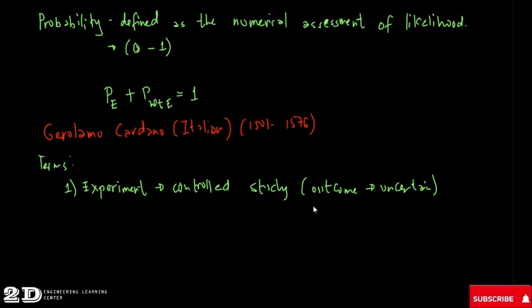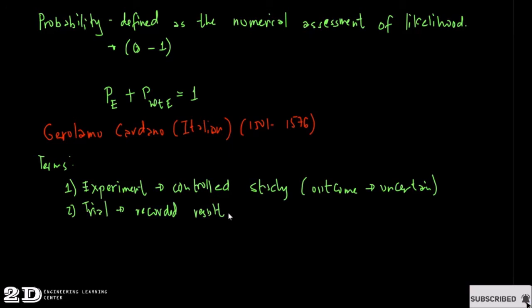So trial is the recorded result. Okay, so this is the recorded result of the experiment. For example, the first toss, we could call that the first trial. So the first trial, the result is 1. The second trial, the result is 3. The third trial, the result is 4.